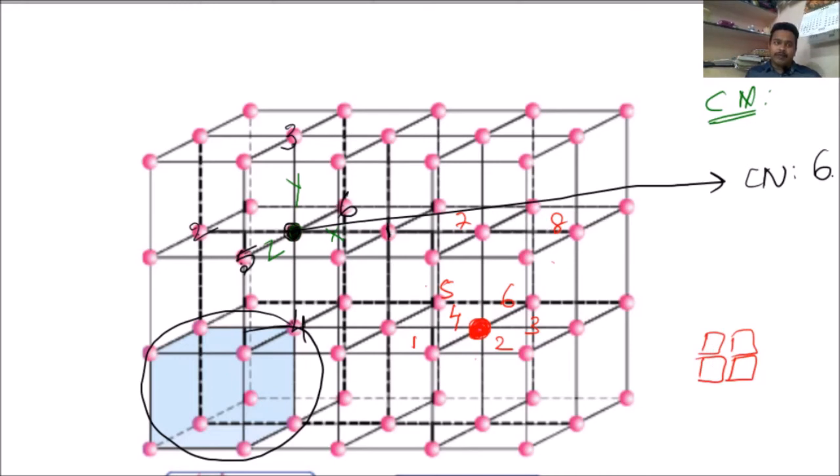Similar way, 8 cubes above. At the center this atom is there. So this atom is present in 8 different cubes. So what is the contribution each cube is getting? 1 by 8. Like that for each unit cell.